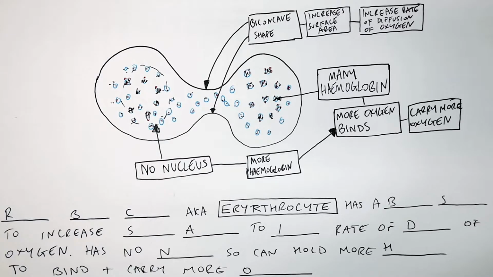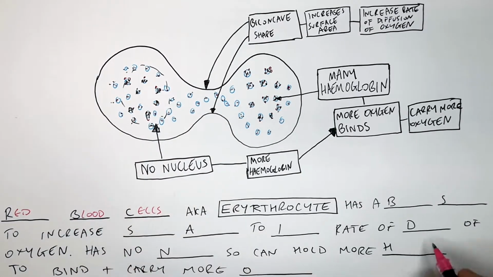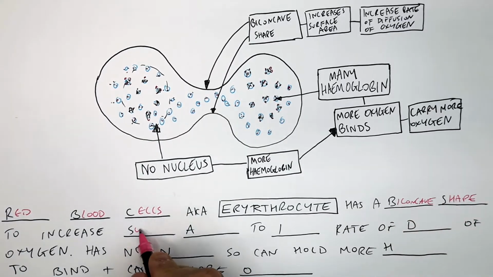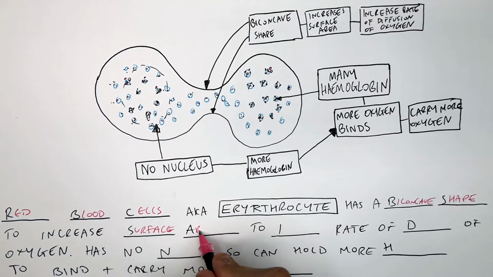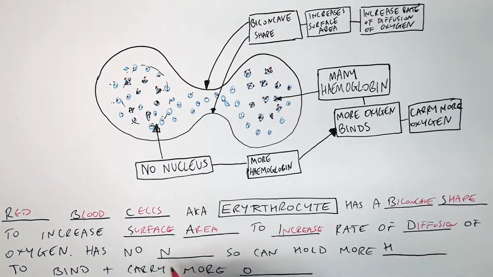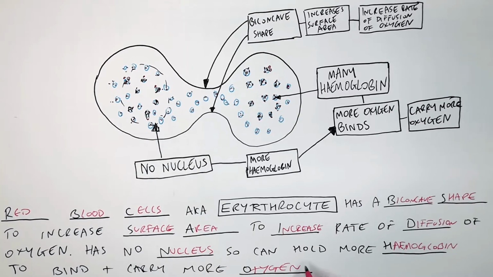Pause the video here to attempt this gap fill exercise on red blood cells, erythrocytes, or watch the video previously about erythrocytes. Red blood cells, aka erythrocytes, have a biconcave shape to increase the surface area, which is then used to increase the rate of diffusion of oxygen. It has no nucleus, so it can hold more hemoglobin to bind and carry more oxygen.